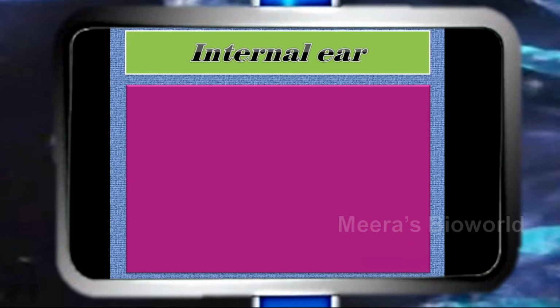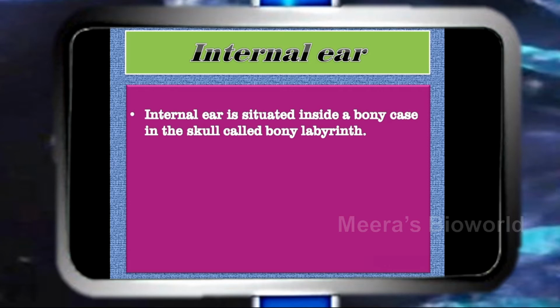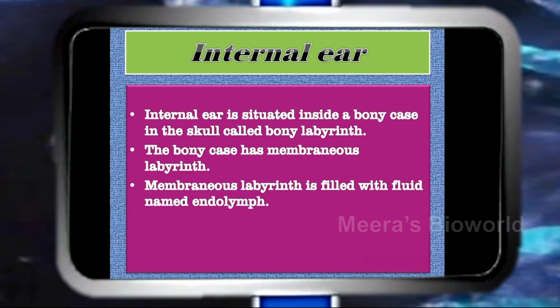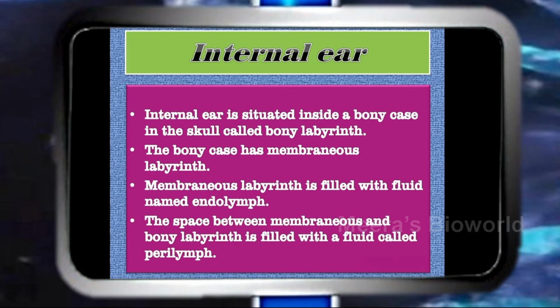The next most complicated part is the internal ear. Internal ear is situated inside a bony case in the skull called bony labyrinth. The bony case has membranous labyrinth. The membranous labyrinth is filled with a fluid named endolymph. The space between membranous and bony labyrinth is filled with a fluid called perilymph.